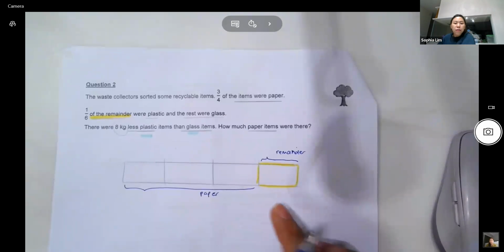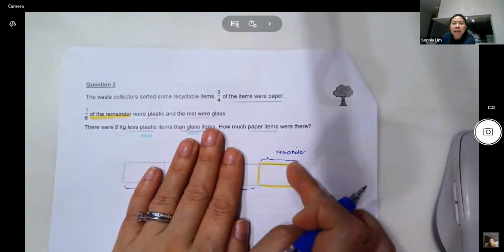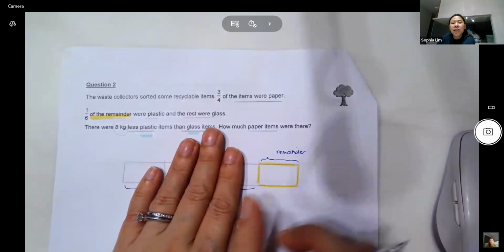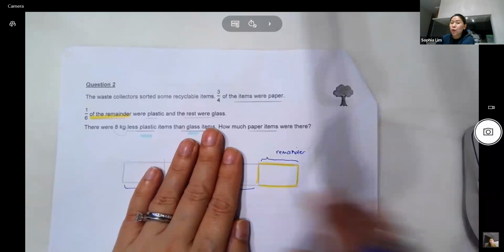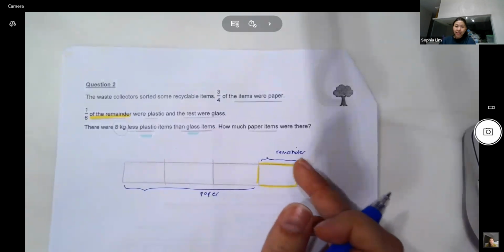Now take note, out of the remainder, you want 1/6. But what you see is a big part here. How to actually get 1/6? Please don't go and add more model. No, we don't go and add more model. We only subdivide, or in your words, you cut the model.